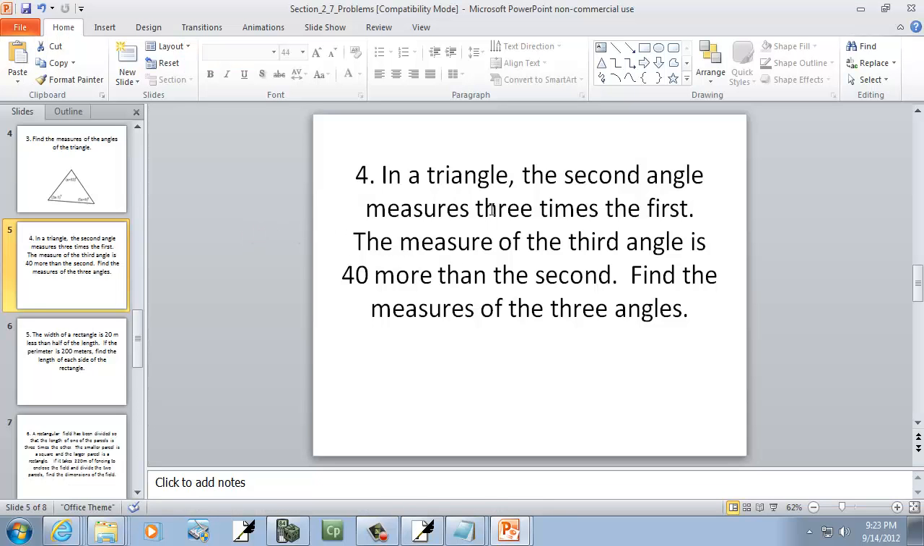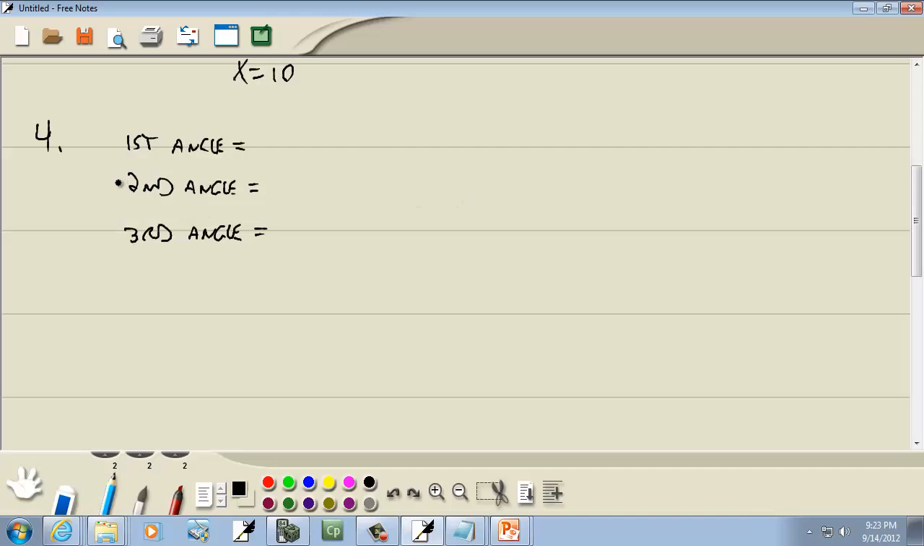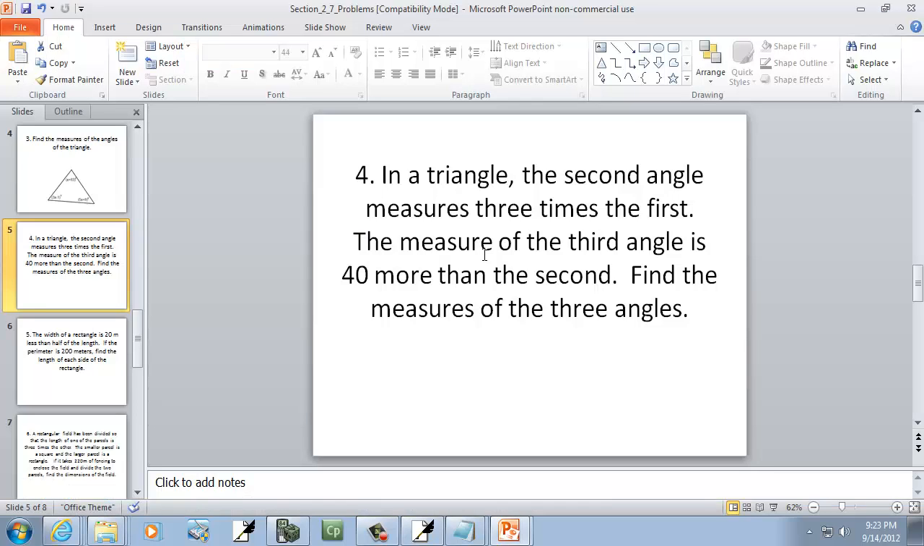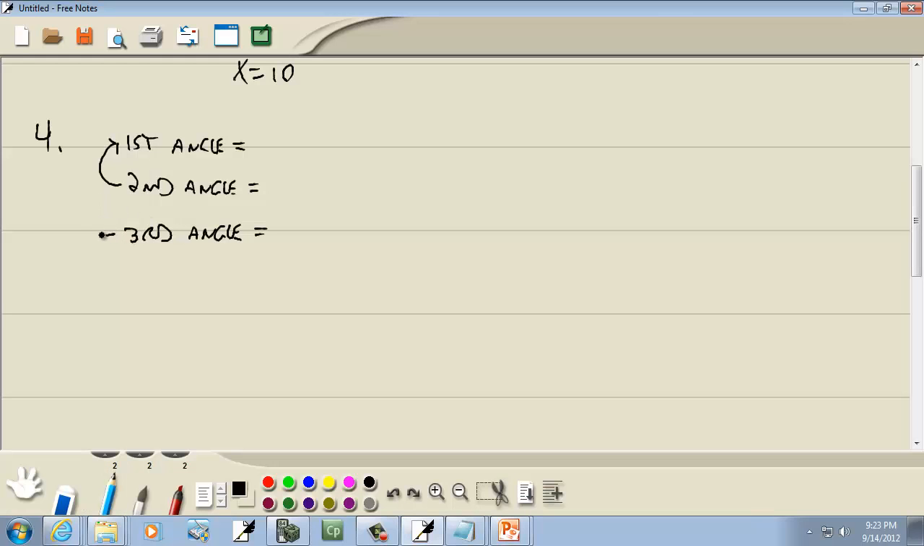Now let's read a little closer. In a triangle, the second angle measures 3 times the first. So second is being put in reference to first. The measure of the third angle is 40 more than a second. So the third angle is being put in reference to the second. Okay. So this one's being put in reference to this one, and this one's being put in reference to this one. So the one at the very bottom is our x.